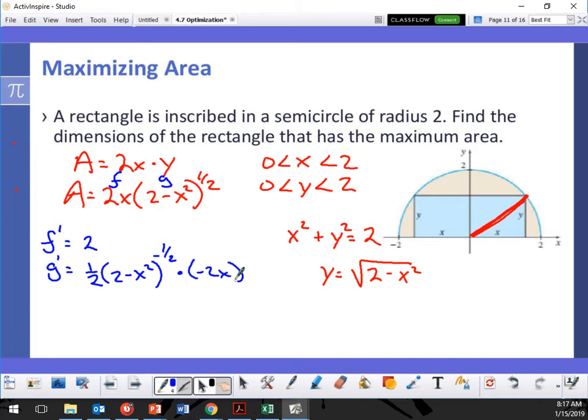What's going to happen to this 2 over here and the 2 on the bottom? Those are going to cancel out, but the negative's still going to be there, right? And the x, where does the x go? If this is a fraction, the x stays on top. And this right here has a negative exponent, so that would go on the bottom. So g prime is going to equal negative x over (2 minus x squared) to the positive 1/2.